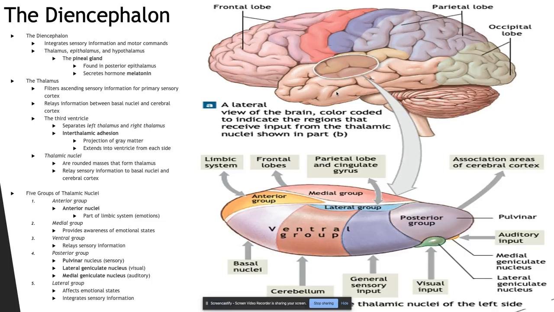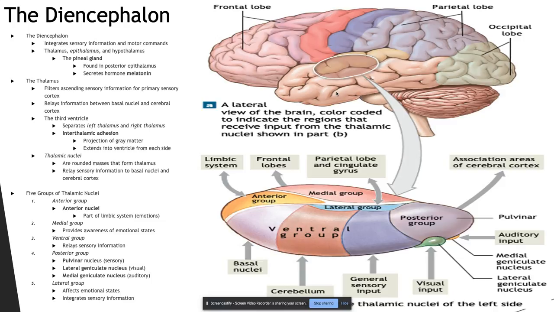So, speaking specifically of the thalamus, on each side of the diencephalon, the thalamus is the final relay point for sensory information ascending to the primary sensory cortex. It acts as a filter, passing only a small portion of the arriving sensory information. The thalamus also coordinates the activities of the basal nuclei in the cerebrum and the cerebral cortex by relaying information between them. The third ventricle separates the left thalamus from the right thalamus.